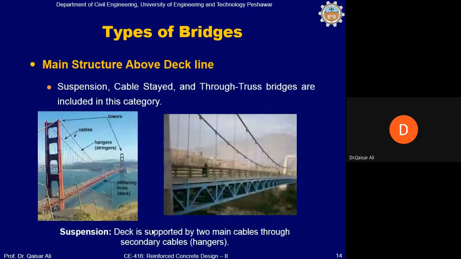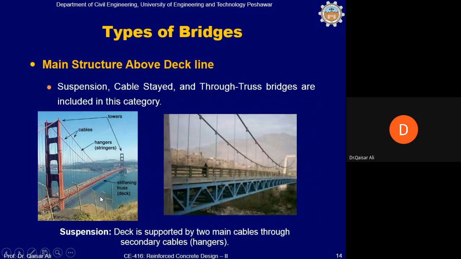When the main structure is above the deck line, all types of suspension bridges fall in this category. Suspension bridges, and then you have cable stayed bridges and through truss bridges. These are three types of bridges which are included in this category. The suspension bridge is shown in this figure on the left as well as on the right.